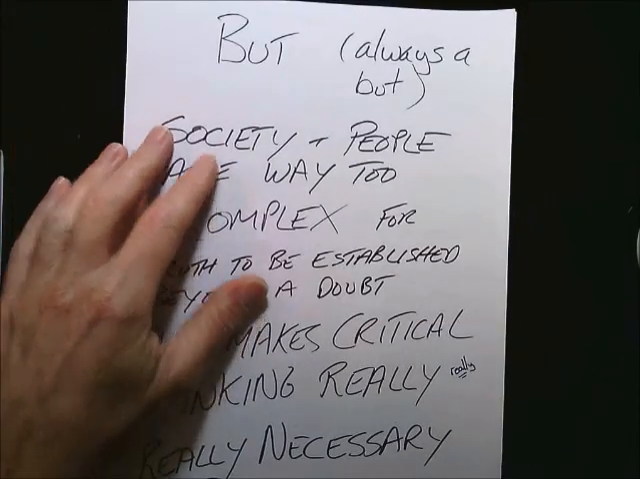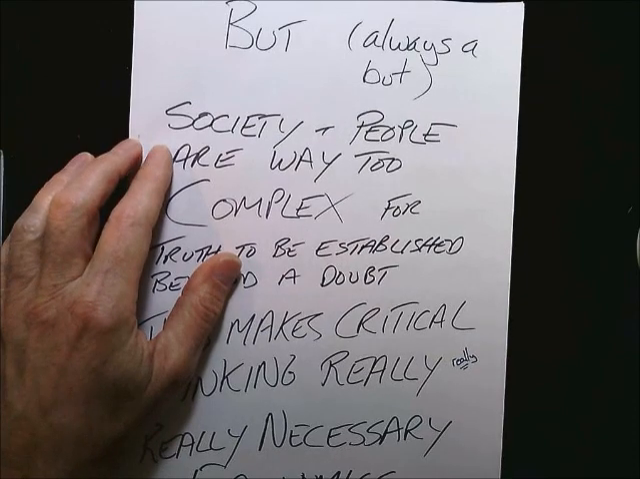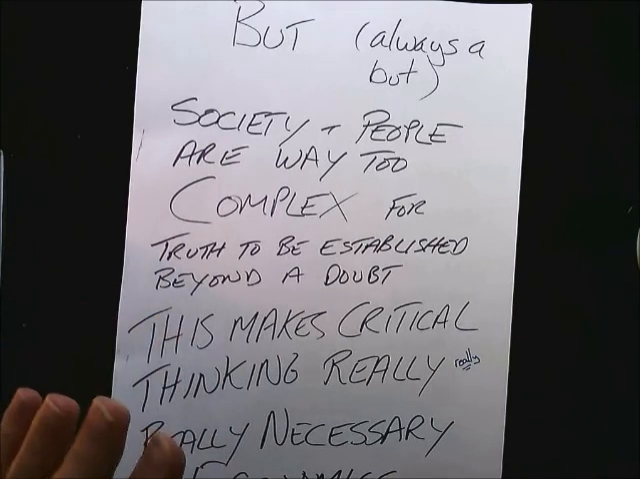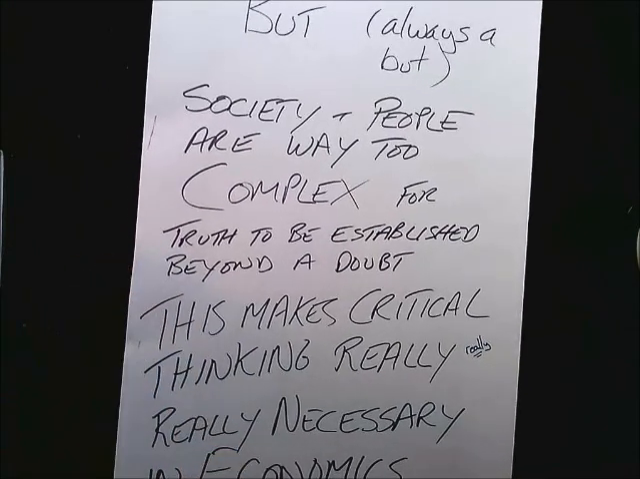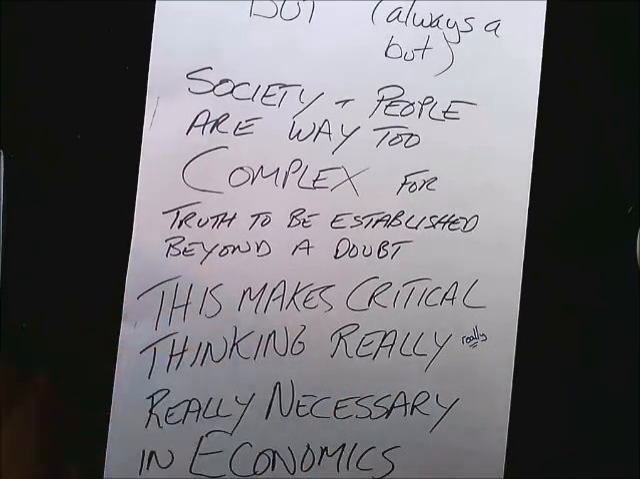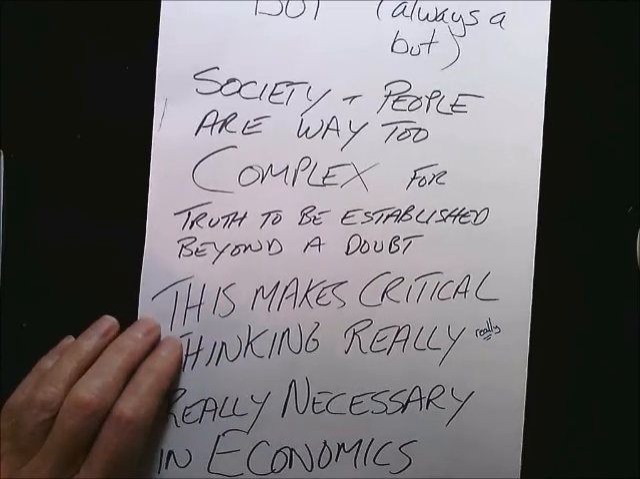Okay, so there's a but here. There's always a but. Society and people are way too complex for truth to be established beyond a doubt. There's just too many things going on at the same time. It's not a controlled experiment. We can't prove anything.